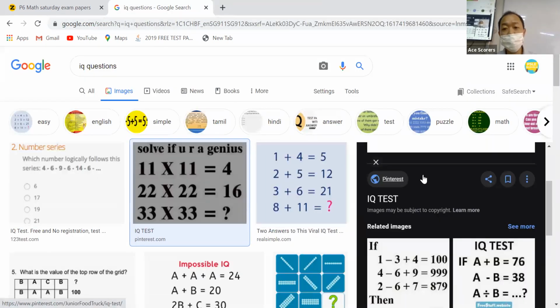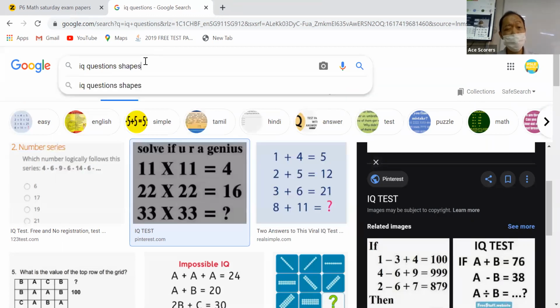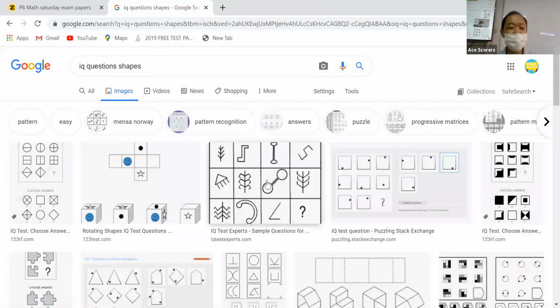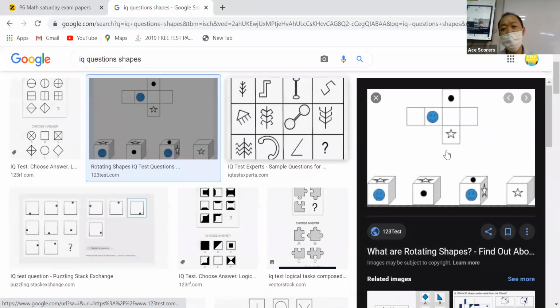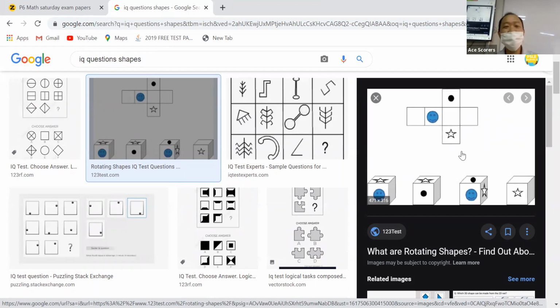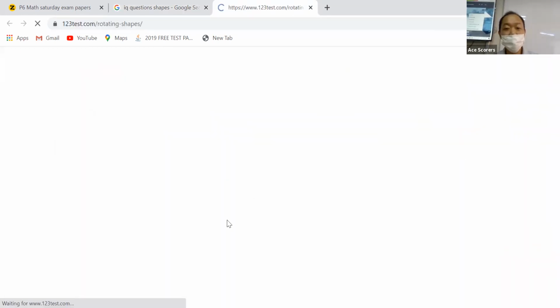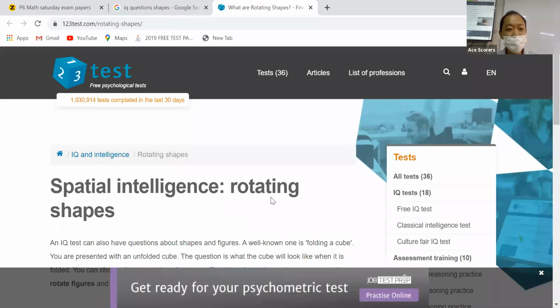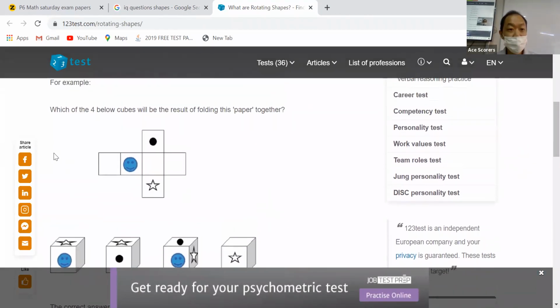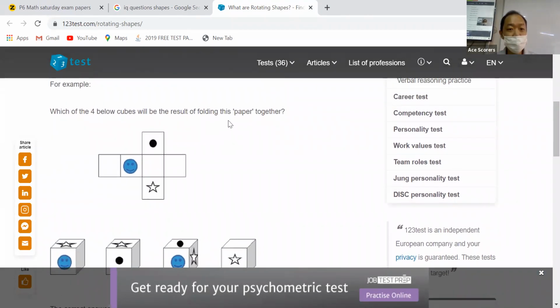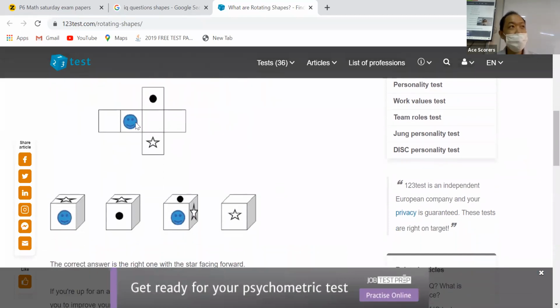No, of course, my questions were not like that, right? They were all shapes. Most of them were shapes. I'll show you. They're not numbers. They're like this one, this house. I remember how you prepare. What is there to prepare for this house? What's the question? Which of the four will be the result of folding this paper? You fold, what do you get?